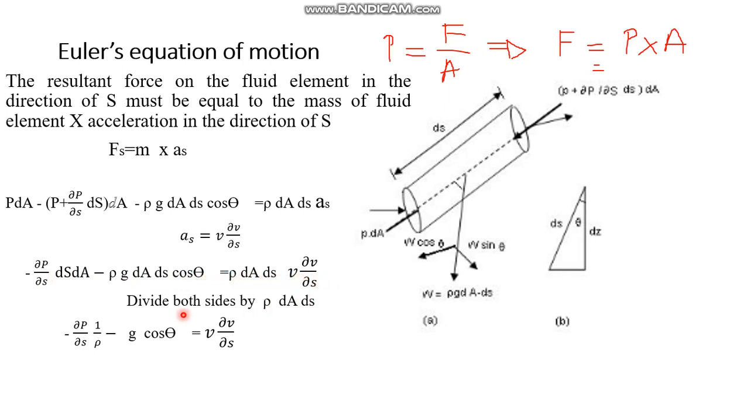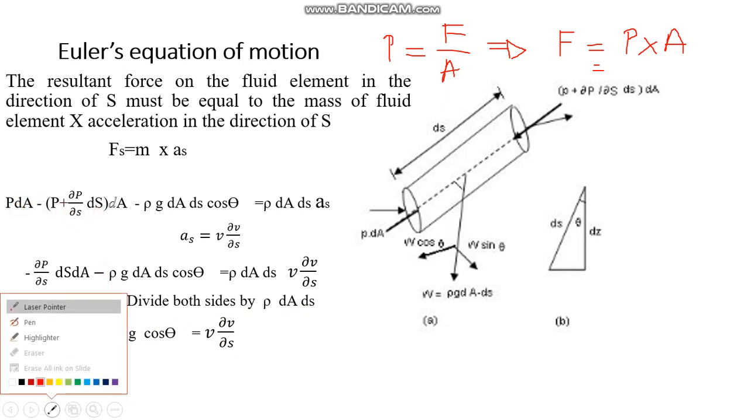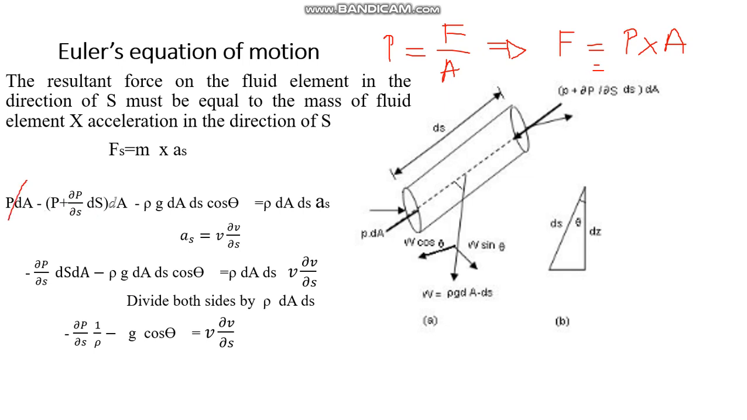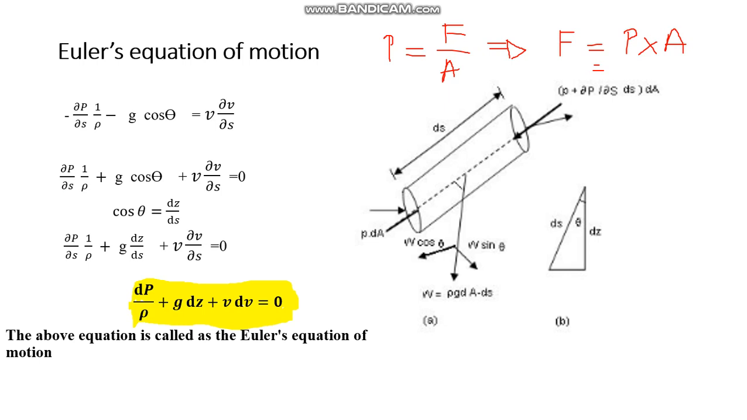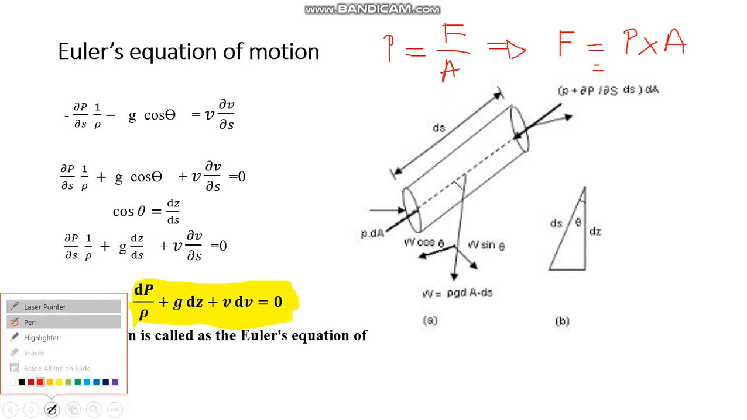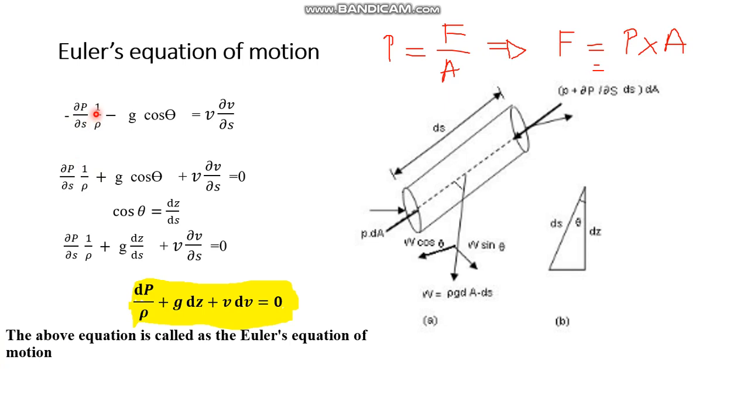If I divide this equation by rho dA ds, then we are going to finally arrive at this condition. On simplification, this will be cancelled, this dA and dA get cancelled, and you are left with this. This is the final equation: minus dou p by dou s into 1 by rho minus g into cos theta is equal to v dou v by dou s.